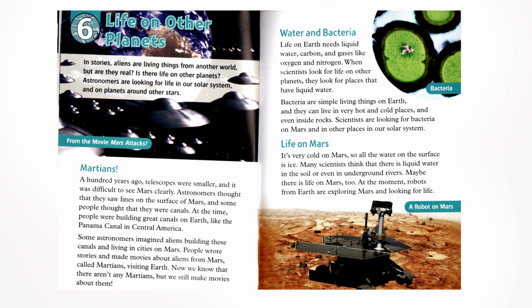Water and bacteria. Life on Earth needs liquid water, carbon, and gases like oxygen and nitrogen. When scientists look for life on other planets, they look for places that have liquid water. Bacteria are simple living things on Earth, and they can live in very hot and cold places and even inside rocks. Scientists are looking for bacteria on Mars and in other places in our solar system.